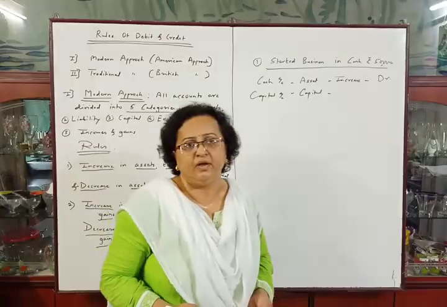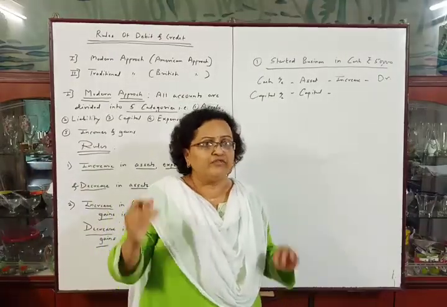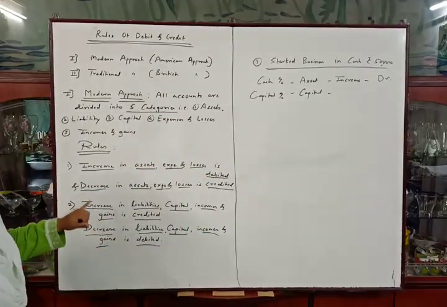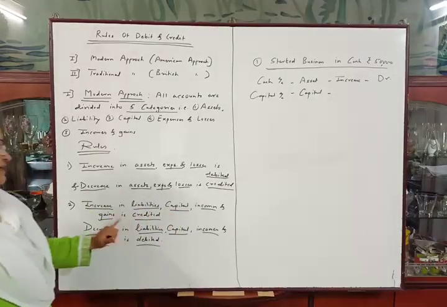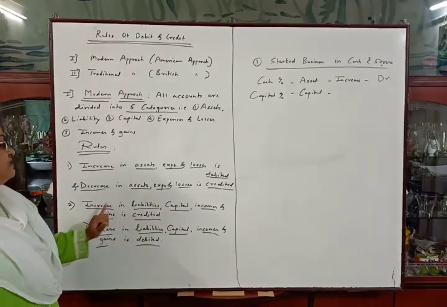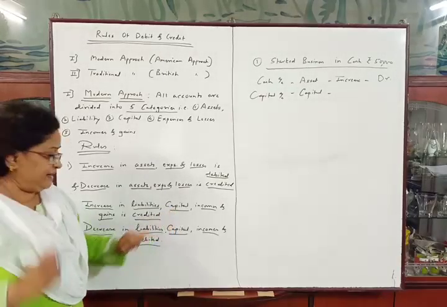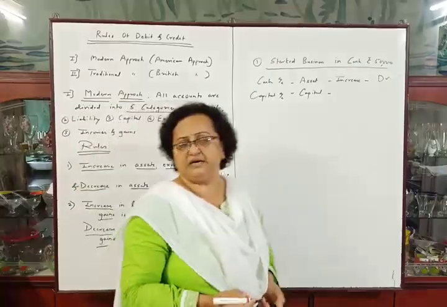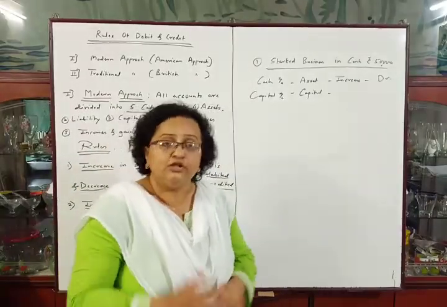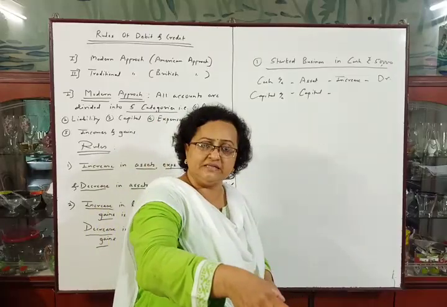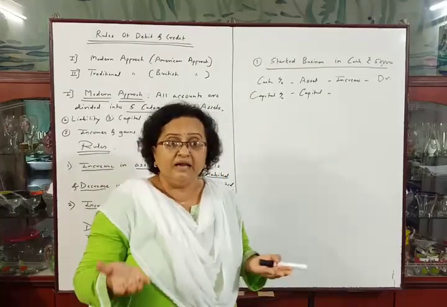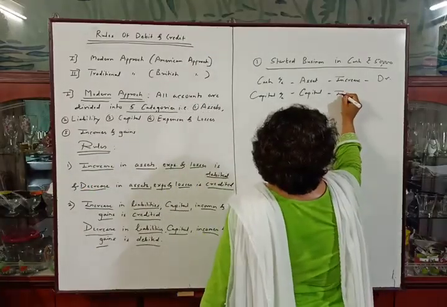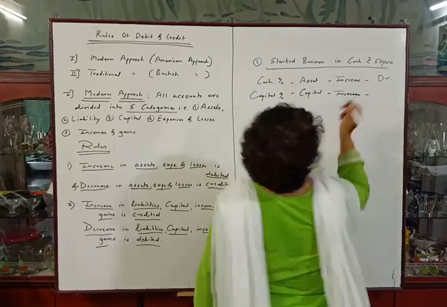Now capital. For deciding debit or credit of capital, we have to apply the second rule. This rule says that increase in liabilities, capital, incomes and gains is credited. Means if there is increase in capital, it should be credited. If there is decrease in capital, it should be debited. See here, as the owner is giving cash to the business, in the business capital is increasing. So capital also increases here. Understood?